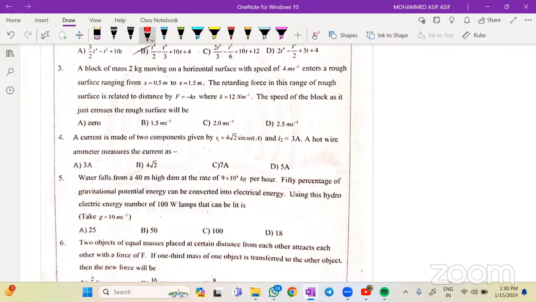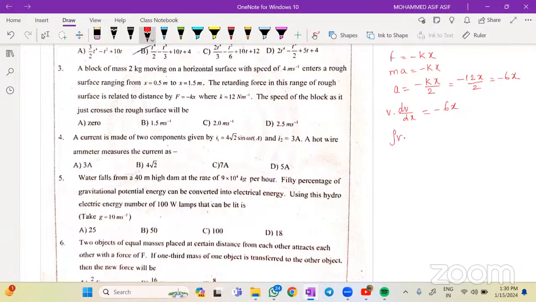So F is equal to, given for me, minus k into x. तो F is equal to ma लिख सकता हूँ, minus k into x. तो acceleration आ जाएगा minus k into x divided by mass. Mass is nothing but 2. और k की value is given as 12, into x divided by 2. That will be equal to minus 6x. Acceleration can be written as v into dv divided by dx is equal to minus 6x.